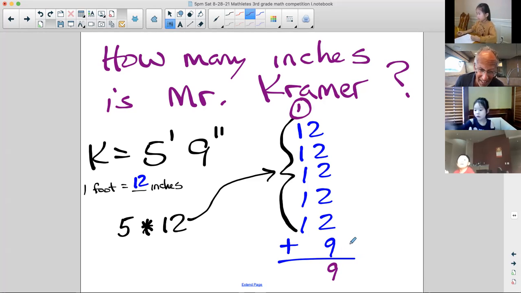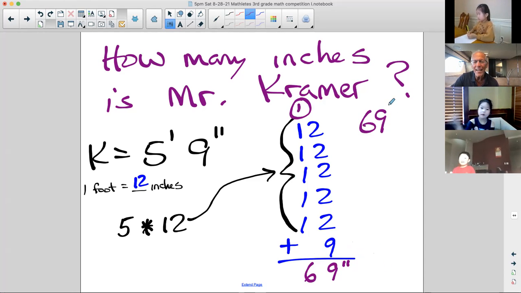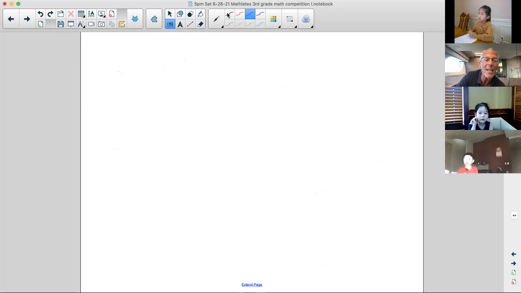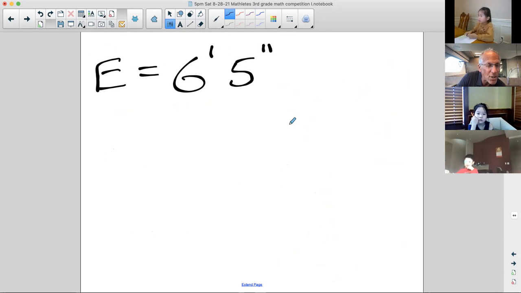How many inches is Mr. Kramer on 3? 1, 2, 3, go. 69. 69. Wow. Mr. Kramer is 69 inches tall. Now, that's pretty tall, but that has nothing in common with Eric, because Eric is way, way taller. Remember, Eric is E equals 6 feet 5 inches.